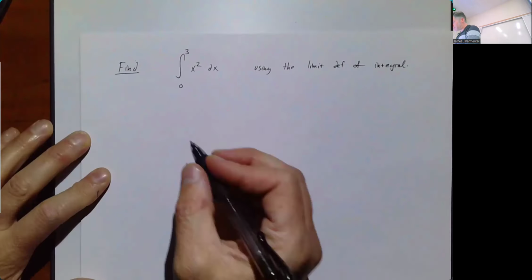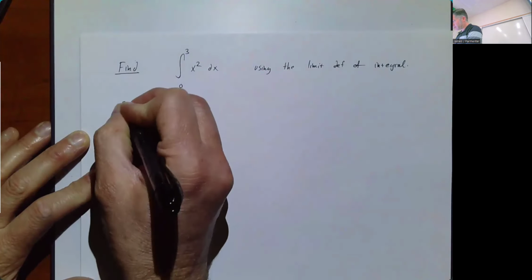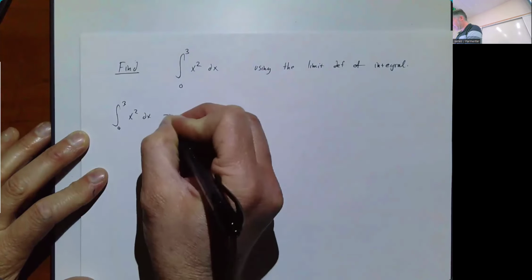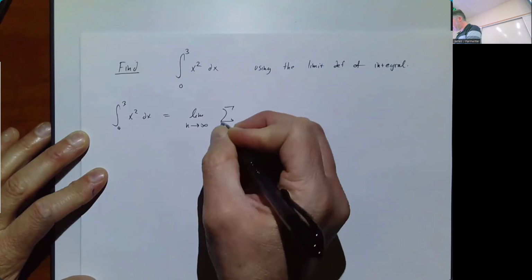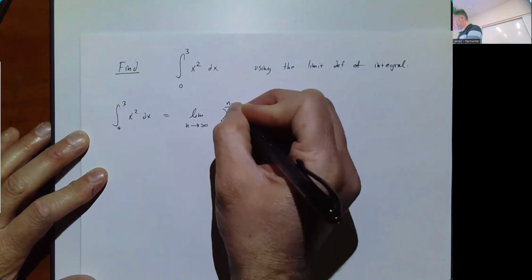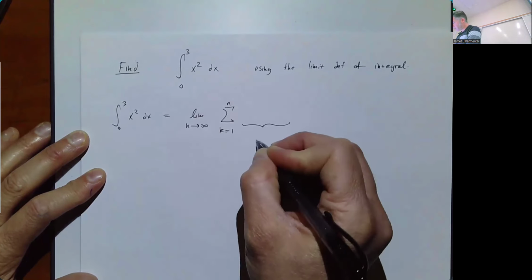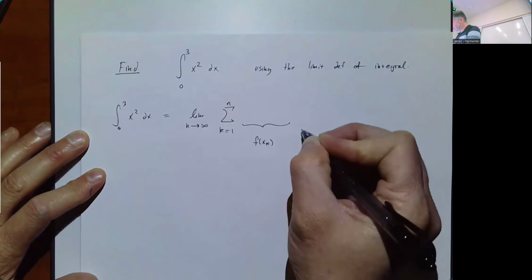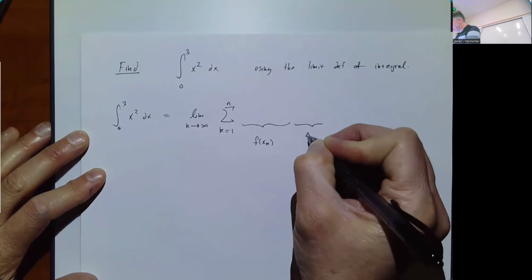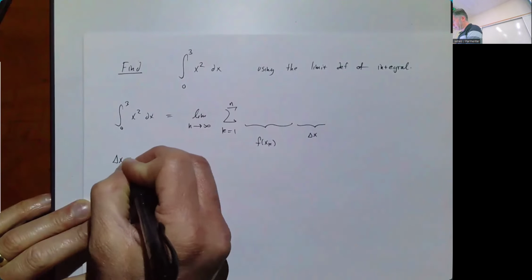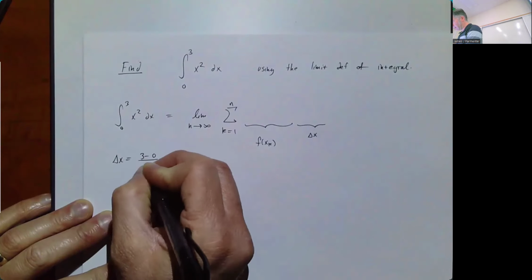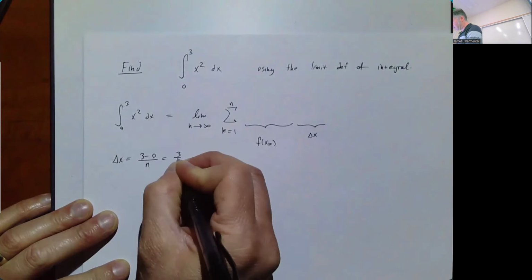Okay, so we're going to write this as the limit as n goes to infinity of the sum from k equals 1 to n of f of x sub k times delta x. The delta x is the easier part to find. Delta x is going to be 3 minus 0 divided by n, which is just 3 over n.